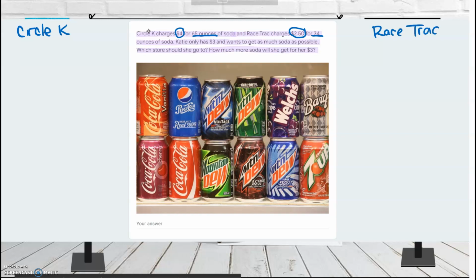And I noticed that for Circle K, the ratio is $4 to 65 ounces. And the ratio for RaceTrac is $2.50 to 34 ounces. Now they want to know how much she can get for $3. So I'm going to use my dollars as my unit. So eventually I've got to find how many ounces she would have for $3. And I'm going to do that for Circle K and RaceTrac.